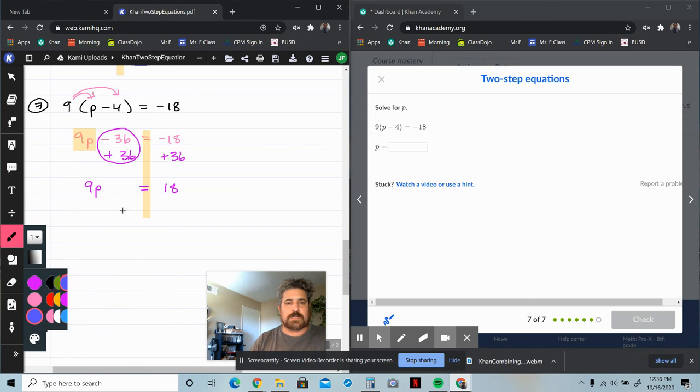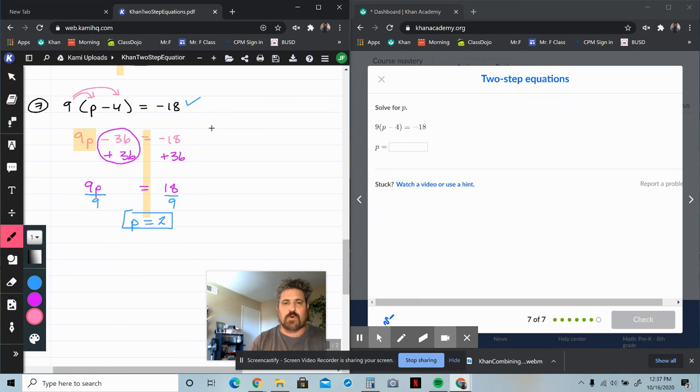Now you want to get the p by itself. So how do you undo times by 9? You're going to divide by 9, not one side, but both sides, and you get the value that p is equal to 18 divided by 9, which is 2. Check it. P minus 4 is going to be negative 2. Negative 2 times 9 is negative 18. Bada bing, bada boom. There's your answer.